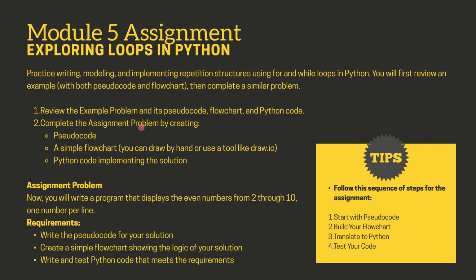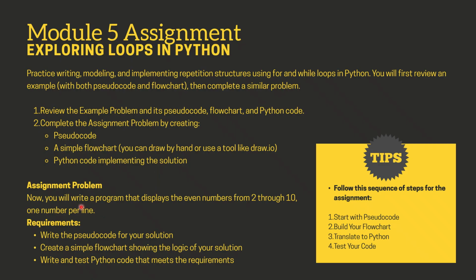And then you're going to complete the assigned problem by, again, creating pseudocode based on that assignment problem, and a flowchart based on that assignment problem. You can draw it by hand if you want and scan it, or you can use a tool like draw.io, which is a really simple tool, or some other kind of drawing tool that you want to use. And then you're going to create Python code that's going to actually implement the solution.